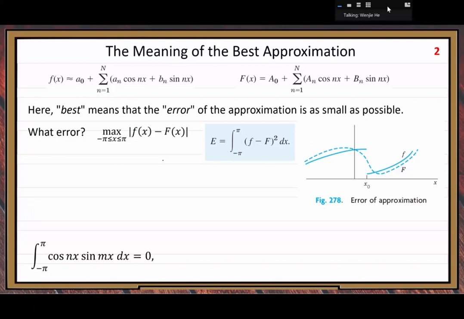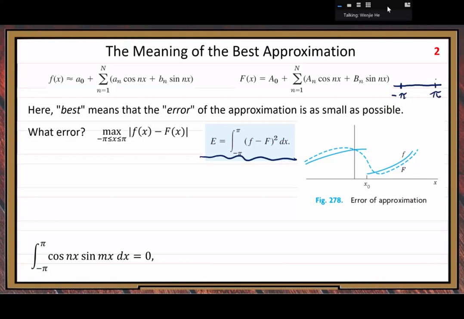So you know the geometric meaning of integral, right? What's the geometric meaning of integral? The area, right? So here, I try to interpret the meaning of this error definition. We have a certain interval between negative pi and pi.